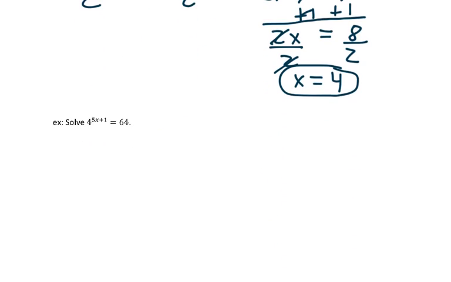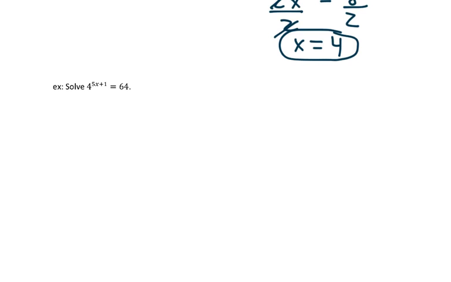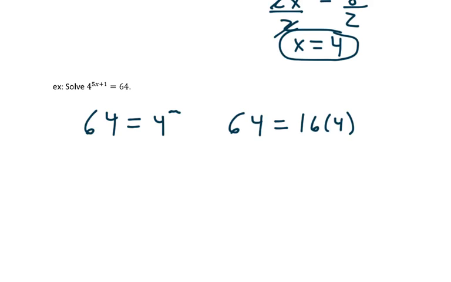And that's our solution. Now this one's a little bit different because, as you can see, we have 4 raised to something, but on the right side we have 64. So we want 64 to be 4 raised to something. Now what is that something? I don't know. But notice that 64 is 16 times 4. And 16, we know, is 4 times 4. So really what we have here is 4 times 4 times 4, which is 4 cubed. So 64 is a power of 4. Namely, 64 is 4 cubed.